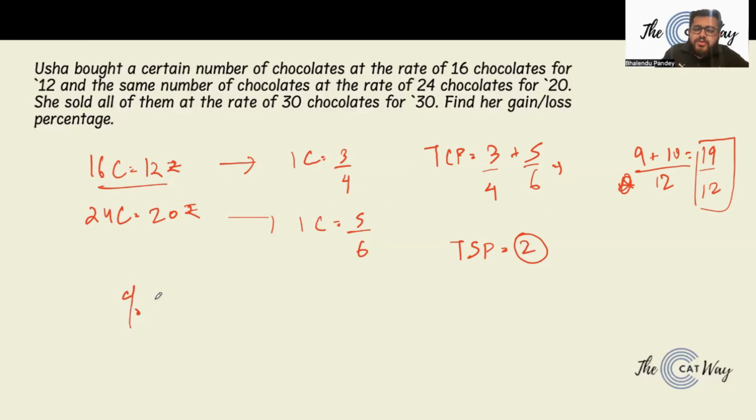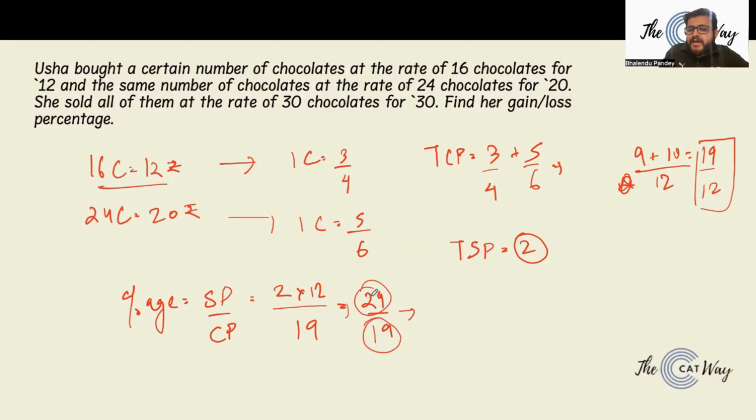So profit हो रहा है हमको, ये पता है, profit percentage is nothing but SP by CP. So SP is what? SP is 2, CP is 19 by 12. So this would become multiply by 12 divided by 19. So you have a 24 by 19. Correct? So that means original value was 19, final value is 24. So that means she is having a profit of 5 over 19.